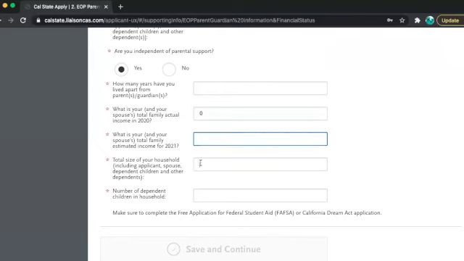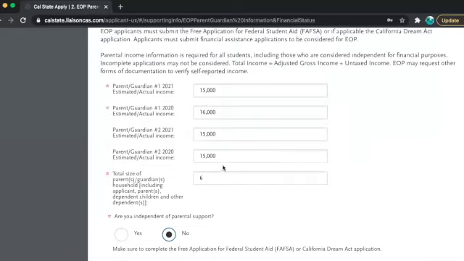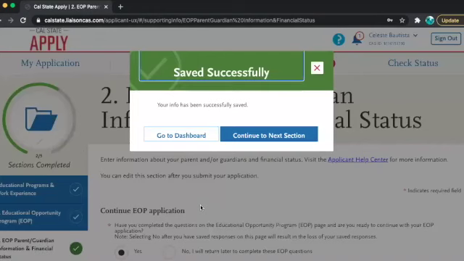And total size of your household, at this point, it's just going to be you. So you're going to put 1, and it's not likely you have any children, so just put 0. But again, if your parents pay for your rent, your clothes, the fact that you can shower, your food, and your phone, you're going to click no. Then you click save and continue.